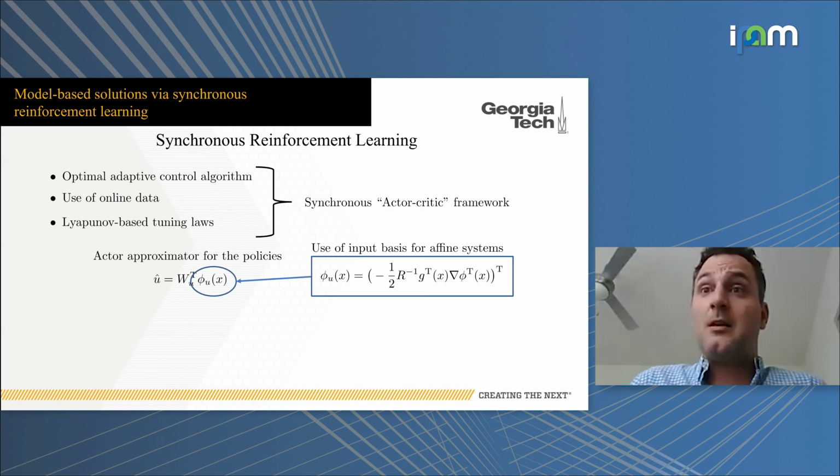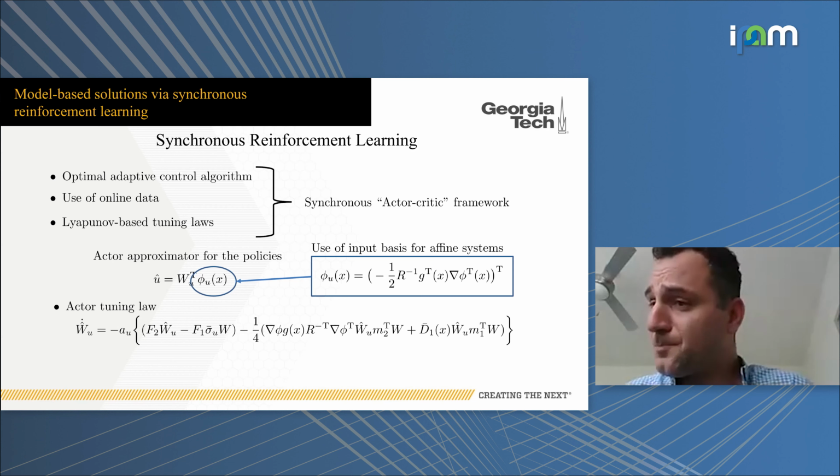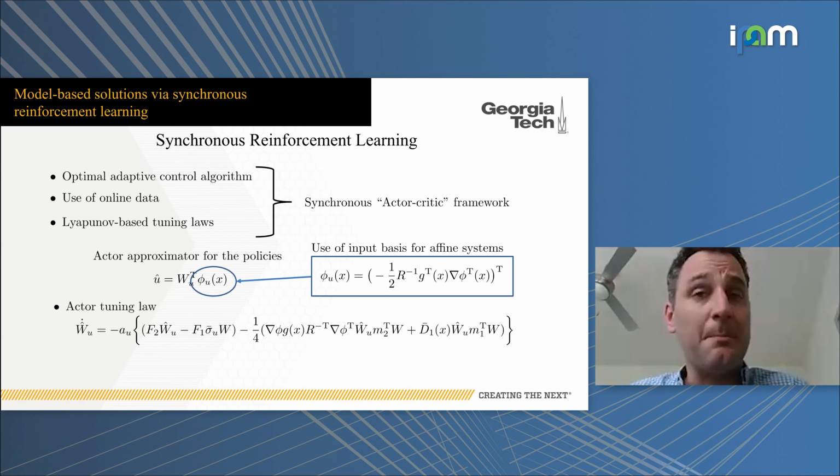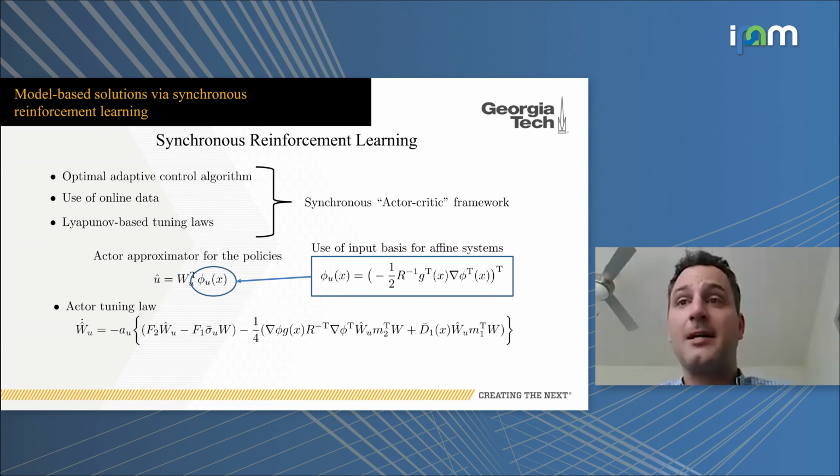Don't worry too much about these equations here. And then if we want to guarantee stability, then we can actually prove that the actor tuning law that will guarantee stability is given by this tuning law that you see here, okay? And again, I want my sigma to be persistently exciting. So these are just some definitions.